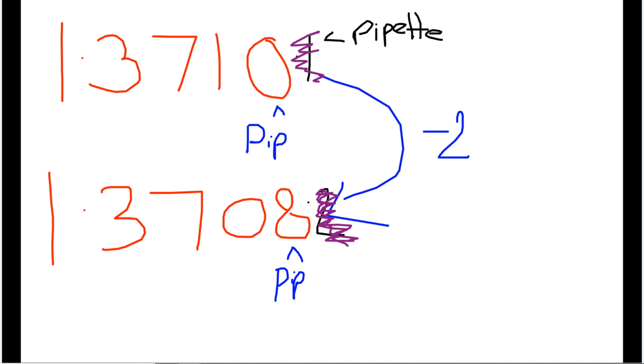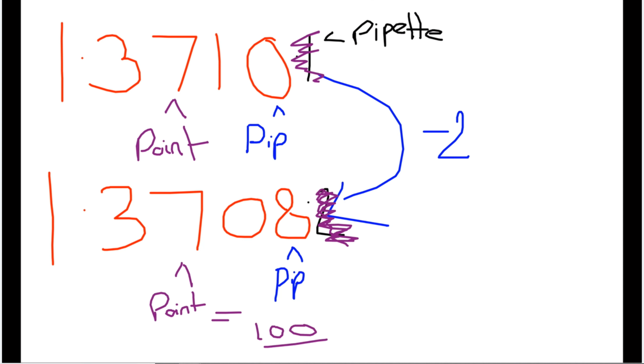All right. The second decimal place is a point. A point equals 100 pips, guys. Simple as that. So let's say your USD went from 1.3710 to 1.3608. Guess what? Just over a point, 102 pips. So 1 point decrease. Let's say I did that in a day. That's that. Point, pip, pipette.